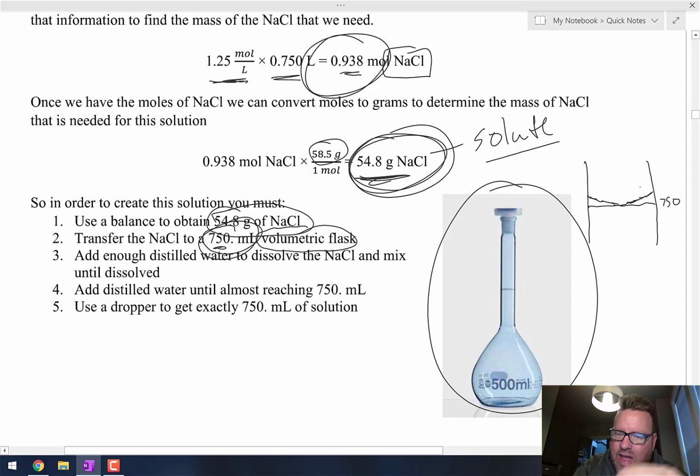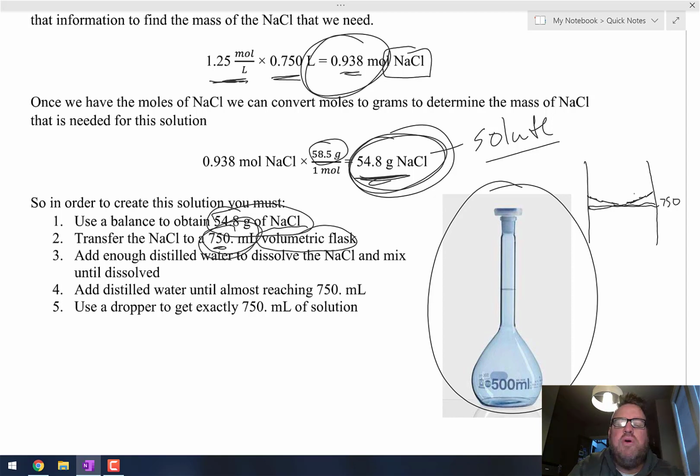It forms a little bit of a curve. Okay, and again, that curve is called a meniscus, and so you want the bottom of the meniscus to be right on that line. Okay, that's what it should look like, the bottom of the meniscus is touching that line, and that gets you, again, as close to 750 milliliters as you can get.